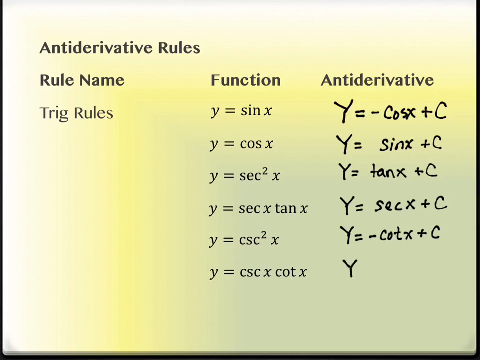Last one. Whose derivative is cosecant x, cotangent x? Cosecant x. And I need a negative for the same reason as before. The derivative of cosecant x is negative cosecant cotangent. There's not a negative in my cosecant cotangent here, so I need a negative over here.